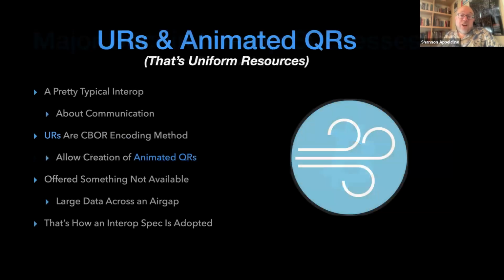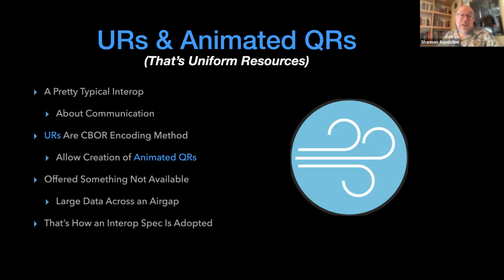So URs are uniform resources, and they're a pretty typical interop method in that they are about communication and storage. They're just CBOR encoding methods. CBOR is our binary format that we use to represent most of our data. Clearly, a binary format isn't great for transmitting, so we make these URs, which add a little self-identifying bit onto the front, and they add a little checksum onto the back, and they put it all in ASCII characters. And so it's easy to see what it is, it's easy to know what it is into the far future, and it's easy to make sure that it is not corrupted.